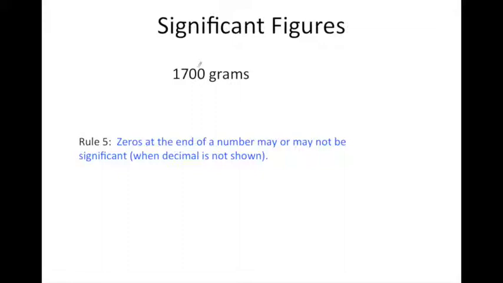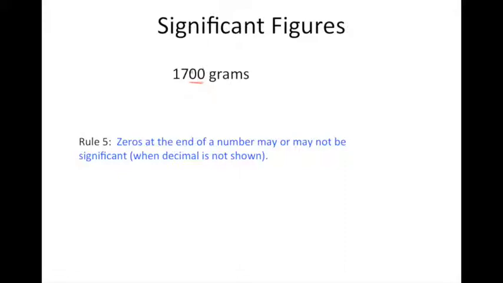So I put a different number up here to illustrate this. Let's say we had a measurement of 1,700 grams. Here we have zeros at the end of a number, and there's no decimal point. Okay, so these are at the end of the number. There's no decimal point given. These zeros may or may not be significant when the decimal point's not shown. So this number may have 1, 2, 3, or 4 significant figures. They may be placeholders or they may be part of the measurement. Generally, we consider these not significant, but again, you may see different rules, so they may or may not be.